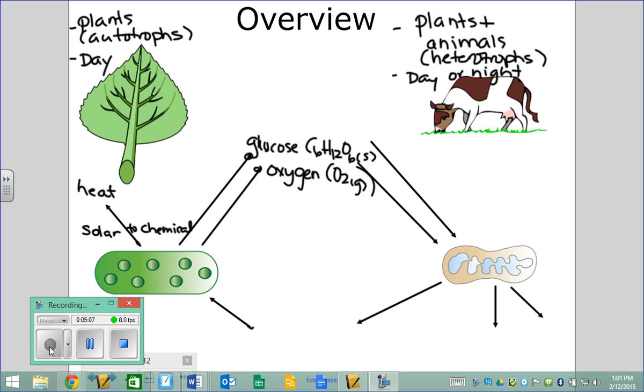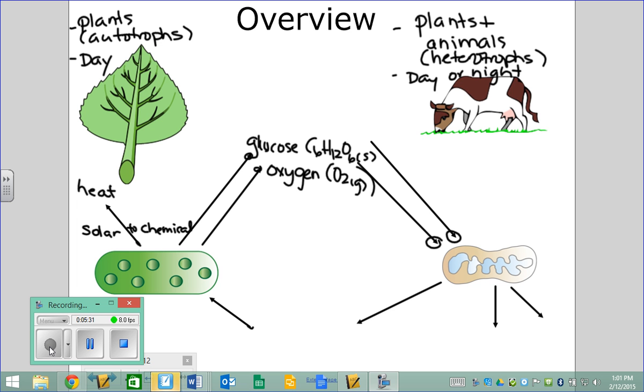All right. So as solar energy is absorbed by a chloroplast and converted into chemical energy, there is some heat that is produced. Now the same two substances that photosynthesis produces, cellular respiration is going to use. So that's why the arrows show them going right back in here to the mitochondrion.